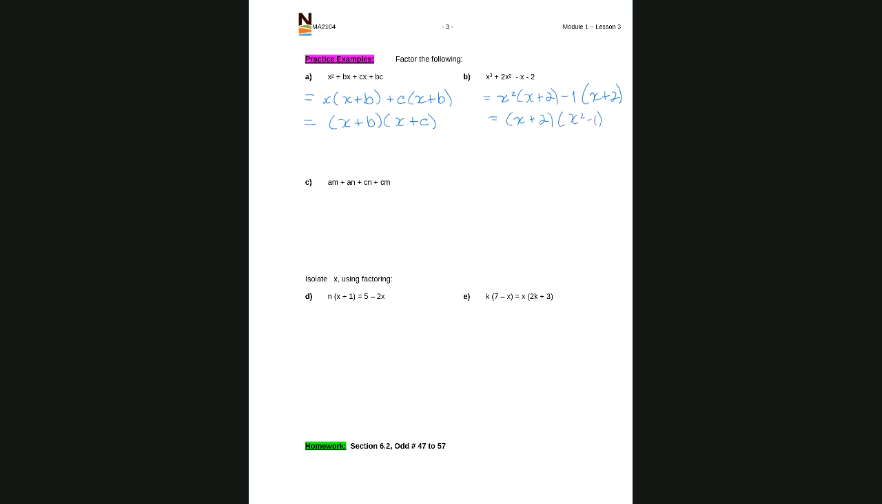Now this is not completely factored. There's a difference of squares in the last bracket, so factor your difference of squares here. And for c, that is the answer. For d and e, we need to isolate x. So group all x terms together. We have to first multiply this in.